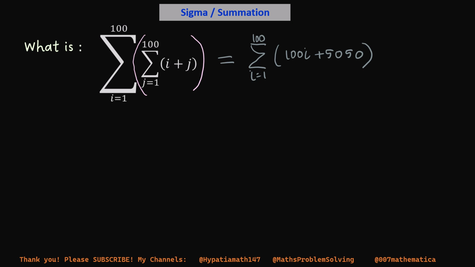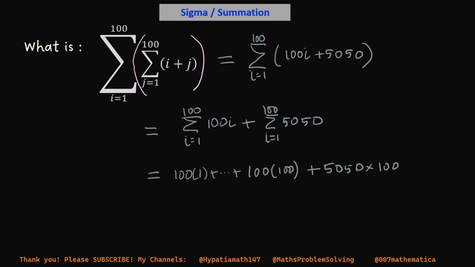So I could write it as that, and I would have to do the sum again. Now I remove the bracket, with sigma i equals 1 to 100. Previously we had j, so i equals 1 to 100, 100i, plus sigma i equals 1 to 100, 5050. And that can be written as 100 times 1 plus 100 times 2 and so on up to 100 times 100, and plus 5050 times 100. This gets written 100 times.